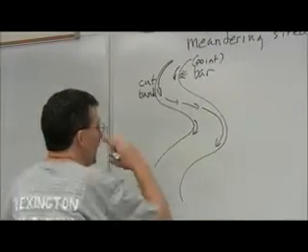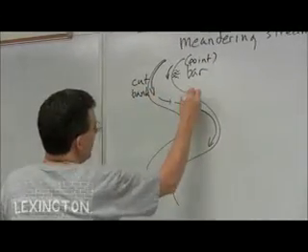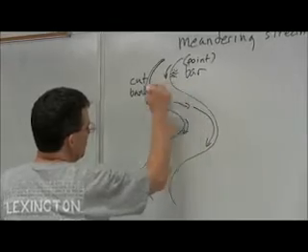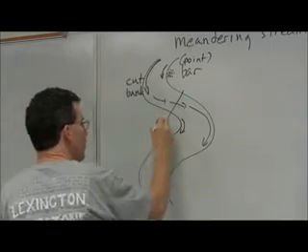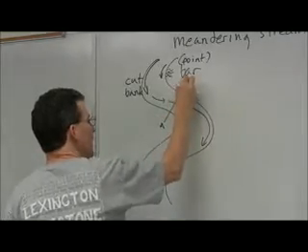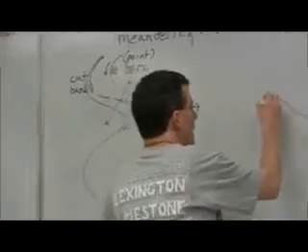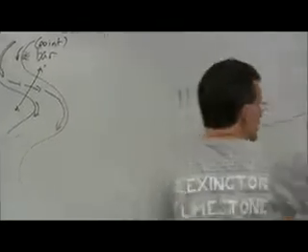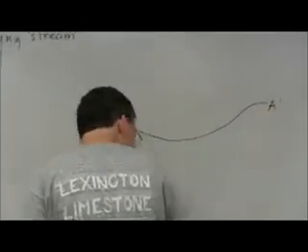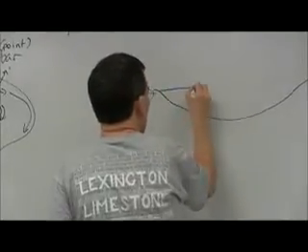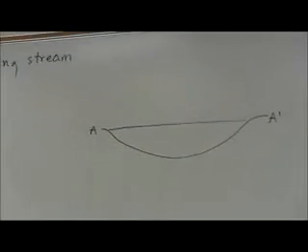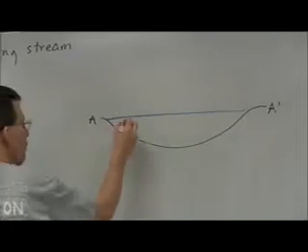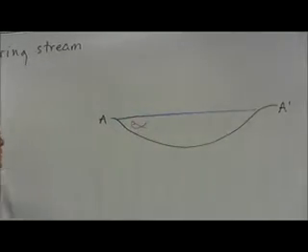So if you were to draw a line between these two bends, like here, we'll call this point A and this point A prime, this is approximately what this cross-section is going to look like. And I'll draw a fish. So, you know, it's a stream.